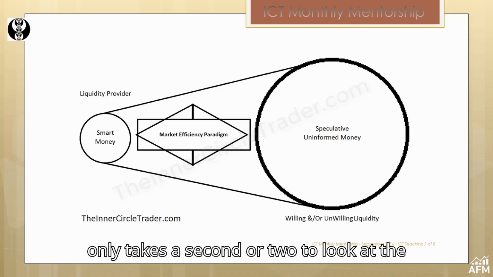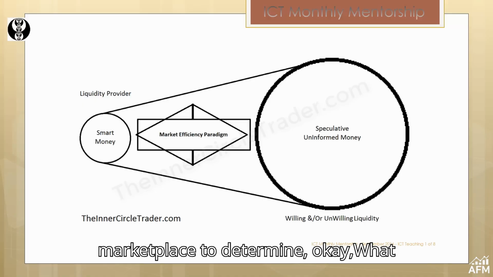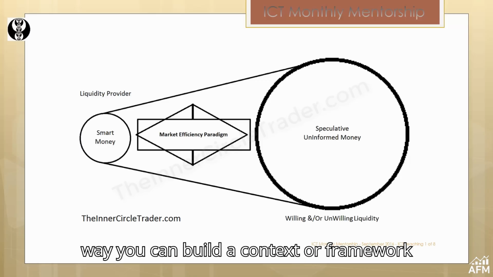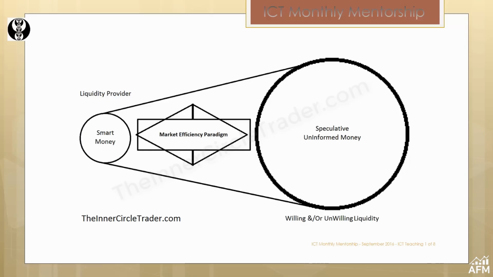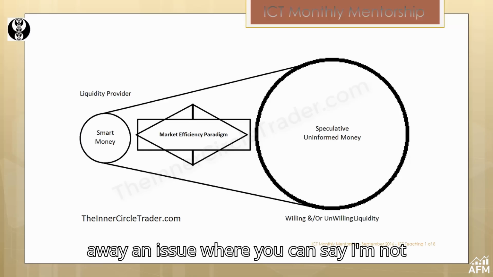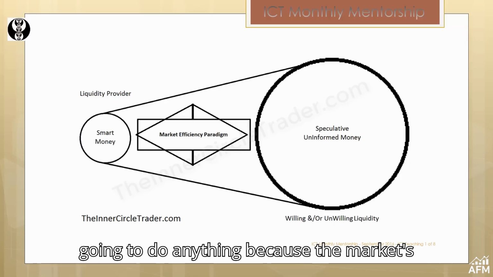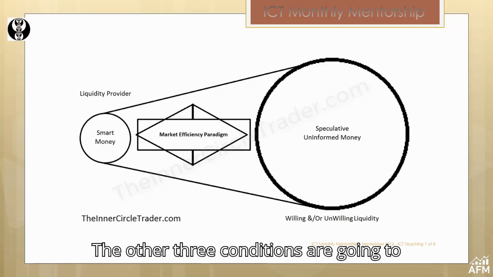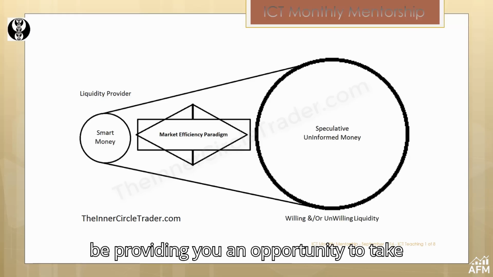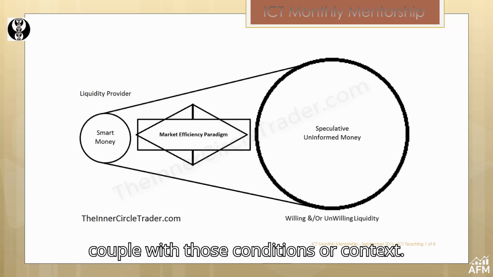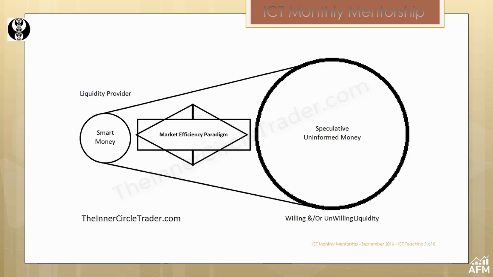It only takes a second or 2 to look at the marketplace and determine, okay, what characteristic are we trading in? So that way you can build a context or framework on how you're going to approach the marketplace. Sometimes you'll have right away an issue where you can say, I'm not going to do anything because the market's consolidating, I'm going to be waiting. The other 3 conditions are going to be providing you an opportunity to take action relative to the tools that we couple with those conditions or context.